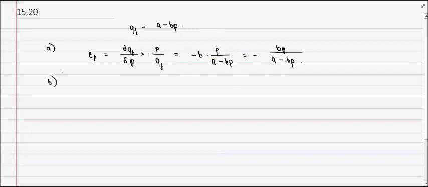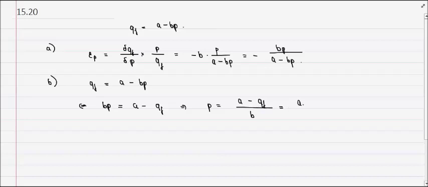Now obtain the inverse demand function, the average revenue function, and the marginal revenue. The inverse demand function is just going to be the demand function with P as its subject. If you rearrange the demand function, QF is equal to A minus BP, so BP is A minus QF, and therefore P is A minus QF, everything divided by B. So I get A on B minus QF on B. This is the inverse demand function.